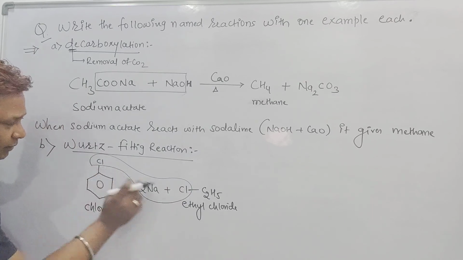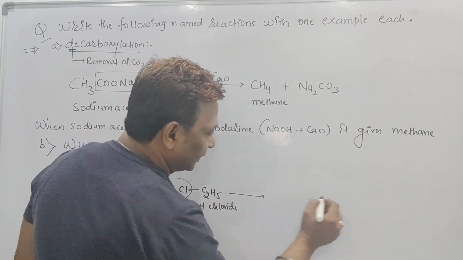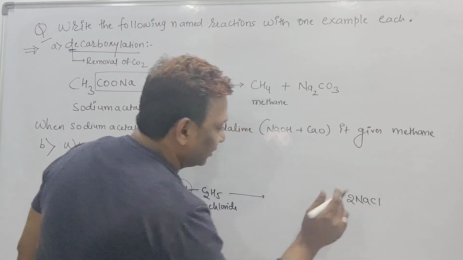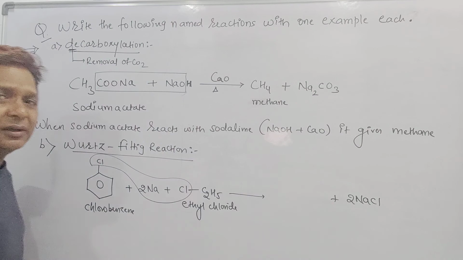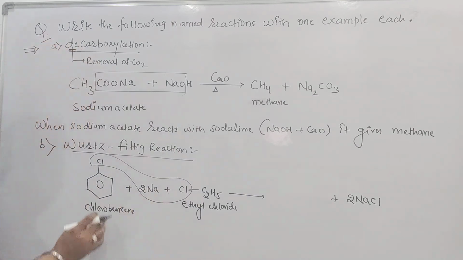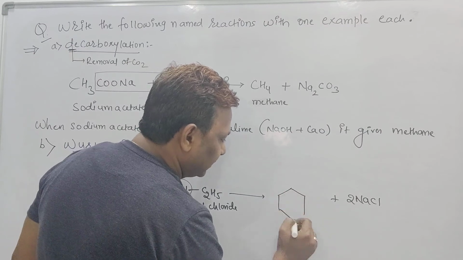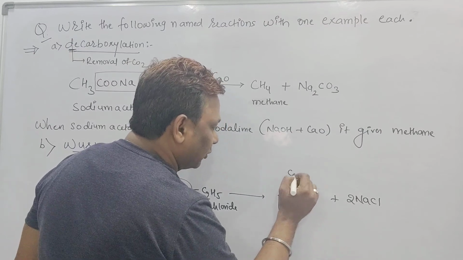These 2 Na will take out 2 chlorine. What do we get? We get 2 NaCl coming off. What is left here? Once you check, beta, what is left here? Yes, the benzene ring and the ethyl group are left. So put the benzene ring and keep the ethyl group over it.